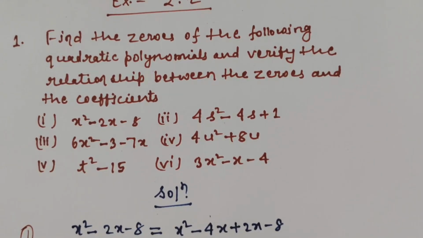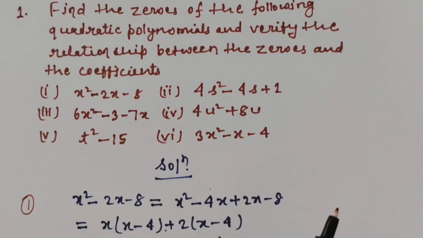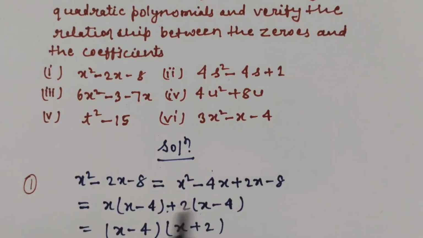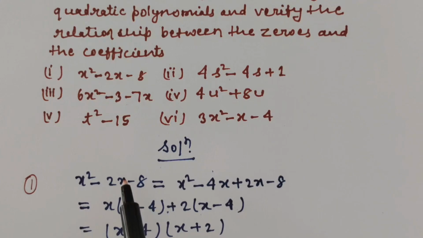There are basically 6 equations, and I have provided the detailed solutions for you. See how we can solve them. First of all, we need to find the zeros of the quadratic polynomial. If you don't know how to find the zeros of quadratic polynomials, I have already uploaded a video on my channel, so go and watch it there.